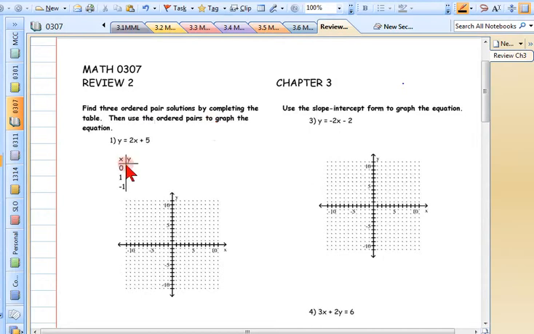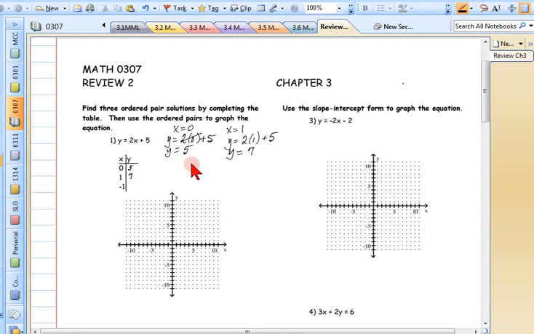First thing I'm going to do is let x be 0. If x is 0, then I have y equals 2 times 0 plus 5. Y equals 2 times 0 is 0, so I just have y is 5. Next value, I have x is 1. So I have y equals 2 times 1 plus 5. 2 times 1 is 2. Add to the 5, and I should get the value of 7.